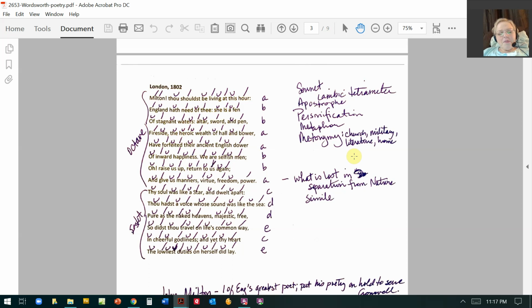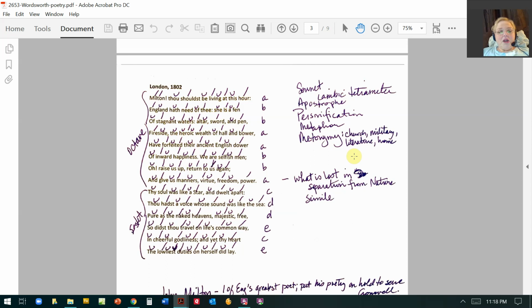And so what he's talking about in the octave, because this is Petrarchan, is laying out to Milton the problem with England, just how depraved it is, how separated from nature, how it's lost its dower. A dower is an inheritance, right? And so he says, the ancient English dower, what we have inherited from our forefathers, is this idea of inward happiness, right? Some people say that this is a pretty nationalistic poem, that he's not only calling on one of the most famous of English poets, John Milton, but he's also talking about England as having some kind of natural inheritance of inward happiness, right? Again, you can take that for what it is, but it's interesting.